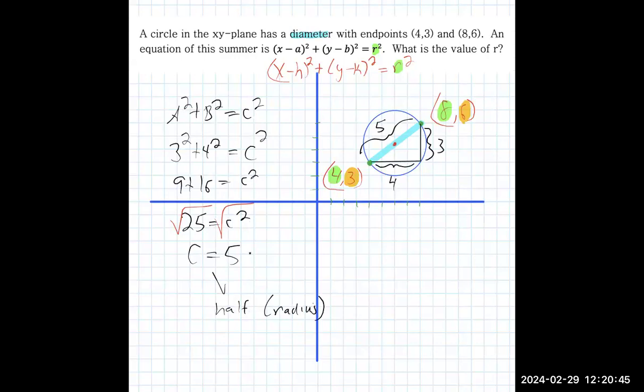Now, by the way, the whole c, that was the diameter. So half of the diameter is the radius, and it would be 2.5. Half of 5 is 2.5.